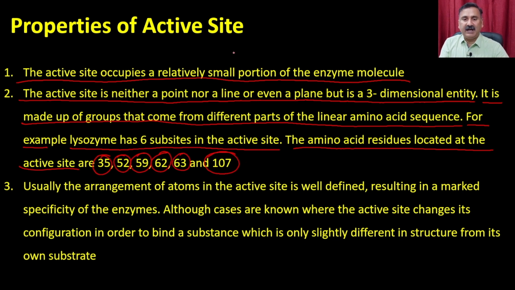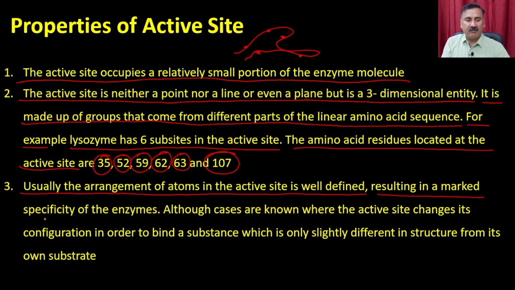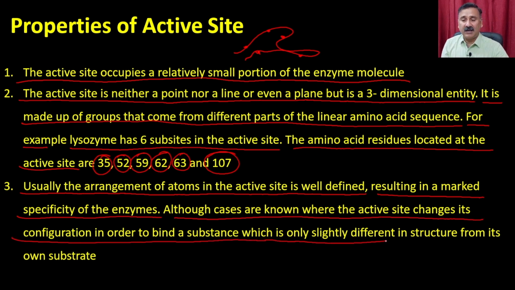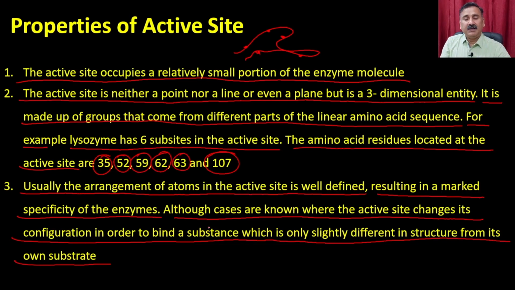So you can have an active site which may be coming from different types of amino acids, and these may be coming from distant locations within the amino acid sequence. Usually, the arrangement of the atoms in the active site is well defined, resulting in a marked specificity of the enzyme. Although cases are known where the active site changes its configuration in order to bind a substance which is only slightly different in structure from its own substrate. So this is the third point. The active site is not a rigid space. It can have fluidity, and it can change the configurations as well as the conformations to bind a particular substance.